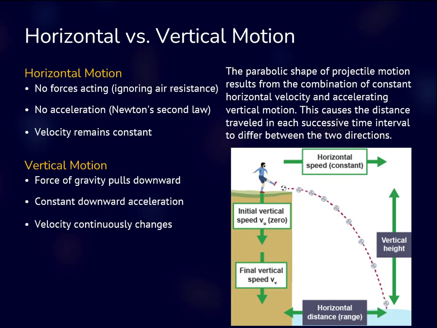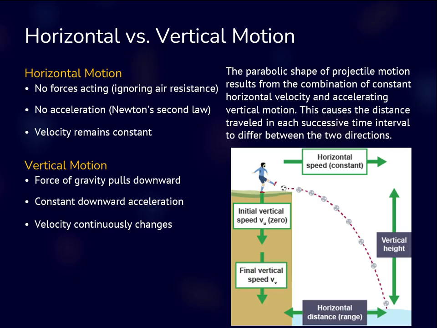So here's a key concept. Horizontal and vertical motions are different. In the horizontal direction, as long as we assume that there's no air resistance, there's no force, again, just in the horizontal direction, there's no force and therefore no acceleration. The velocity just keeps going.